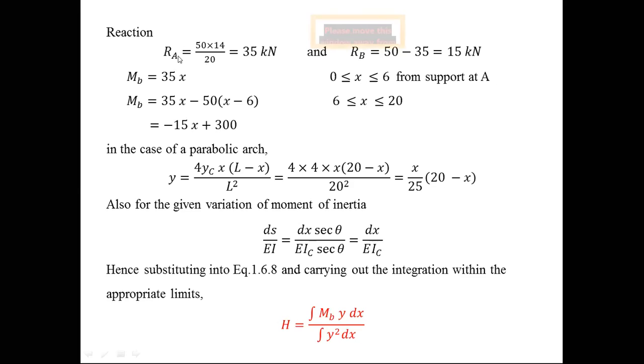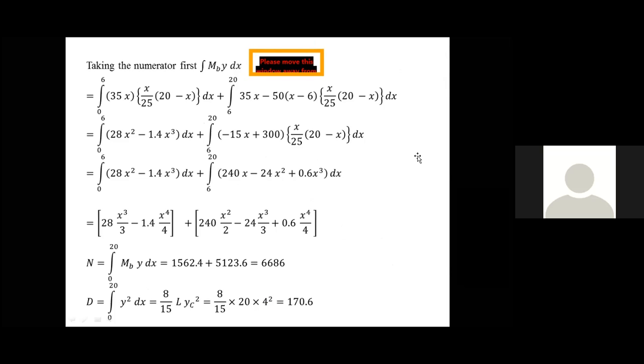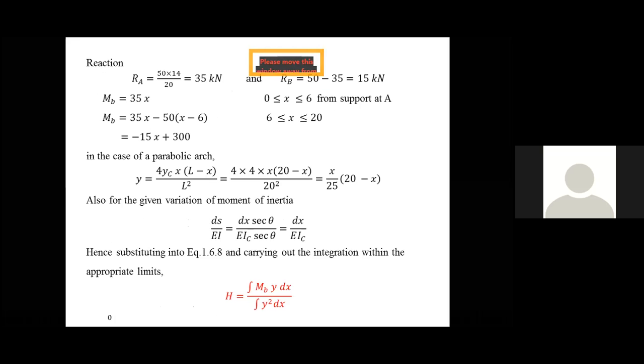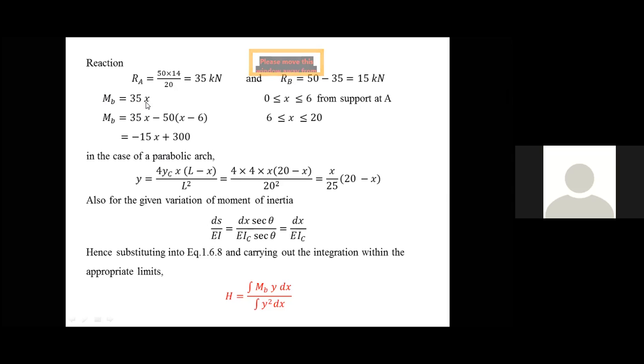After finding the reactions, take moment about B. Taking moment about B, you get RA, and applying sigma Fy equal to 0, you get RB. Then consider the simply supported bending moment MB for the portion AC. Take the AC portion and consider a section XX at a distance X from the left support, and write the moment equation. RA is equal to 35, so the moment is 35 into X. That is the bending moment for the portion AC, with X from 0 to 6.